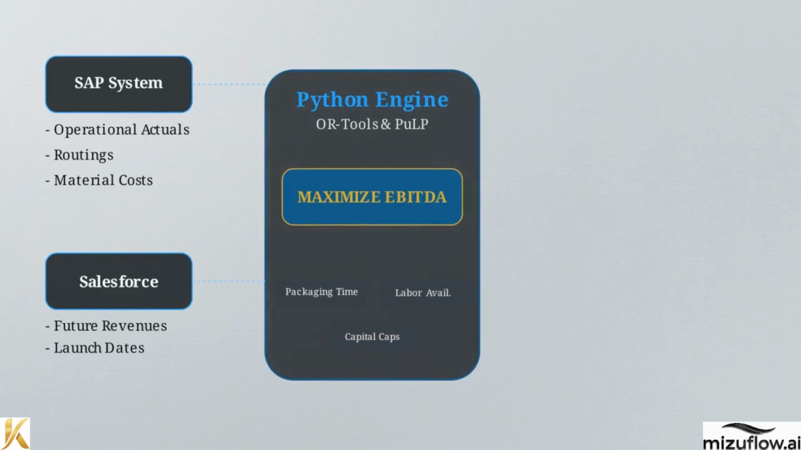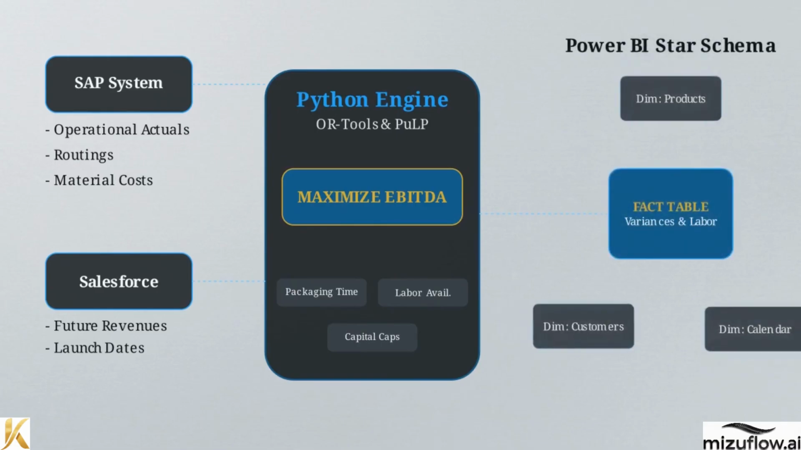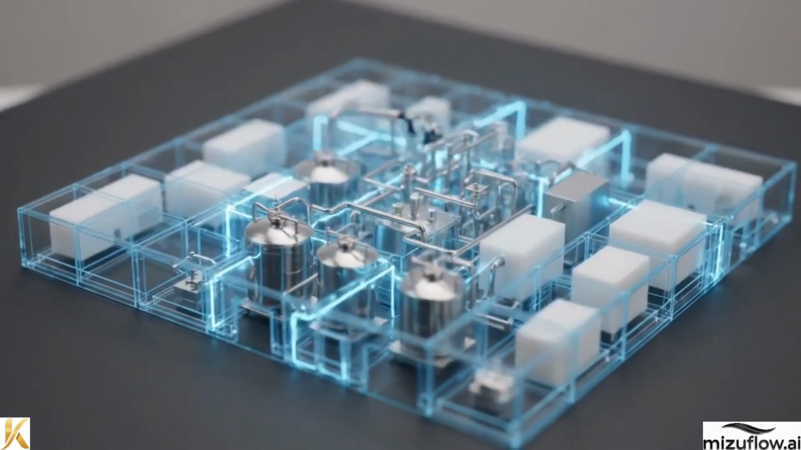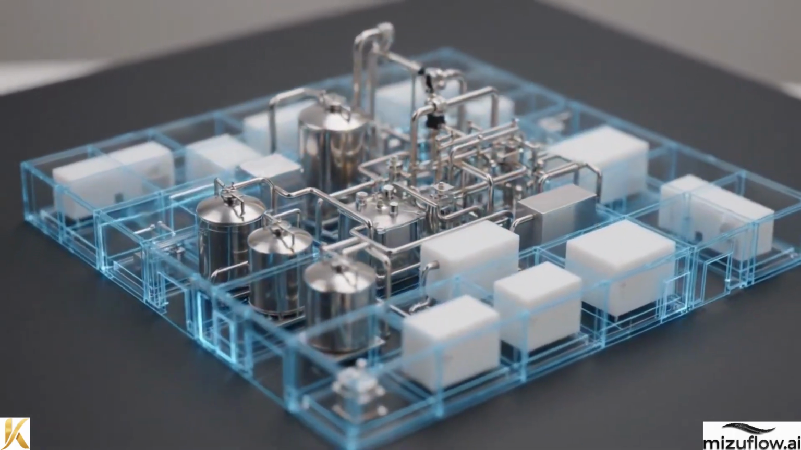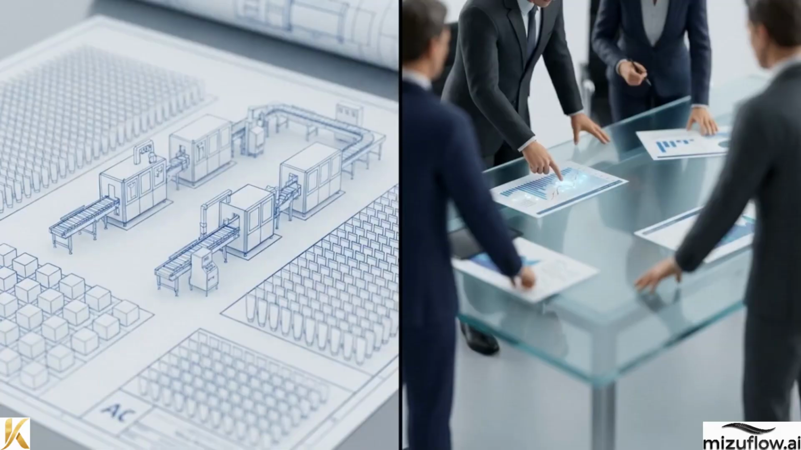It runs thousands of scenario simulations, testing different production schedules against strict limits on packaging time, labor availability, and working capital caps. The engine outputs to a final presentation layer built on a Power BI star schema. Central fact tables tracking variances and labor connect to dimension tables categorizing product lines and customers, providing a highly organized structure for end-user analysis. This architecture takes a company out of a reactive data warehouse and places them inside a proactive, predictive simulation.